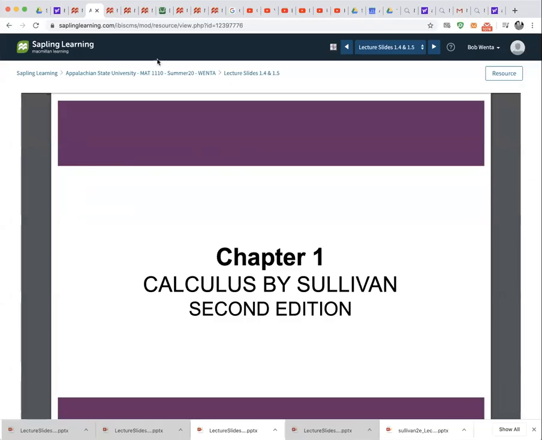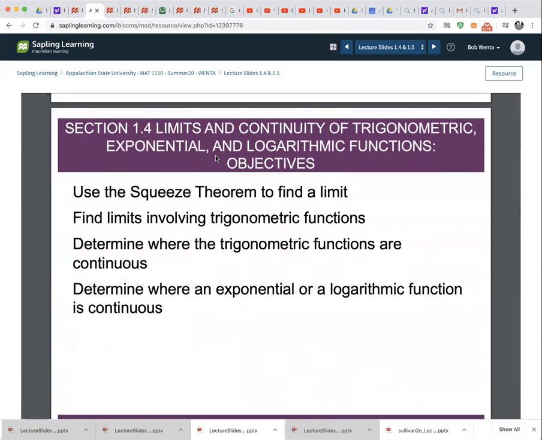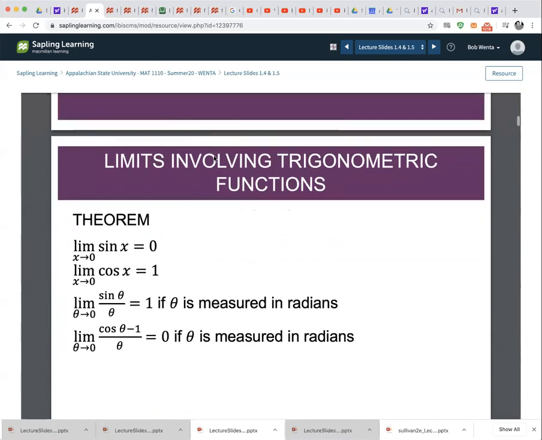All right, I want to talk really briefly, a brief lesson about section 1.4. I'm referring to the slides that I had in Sapling for sections 1.4 and 1.5. The 1.4 part of it, let's talk about that real quickly. I talked about several points of this in class on Tuesday. The main theme is limits, talking about limits, trig functions, and the continuity of trig and exponential and log functions. Take a look with me.